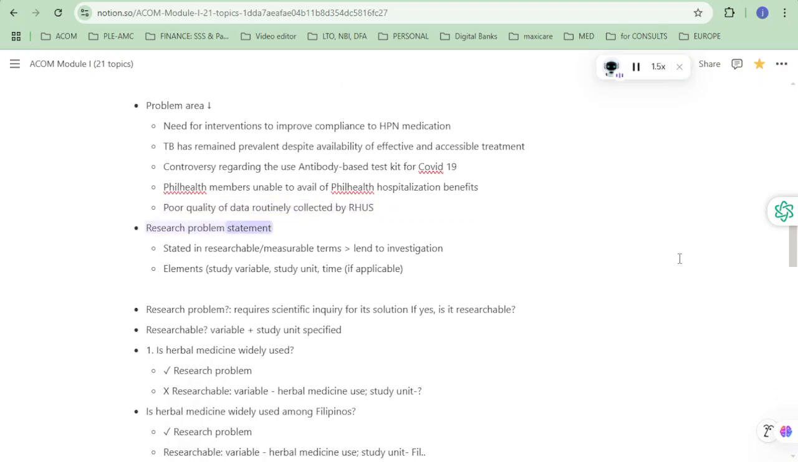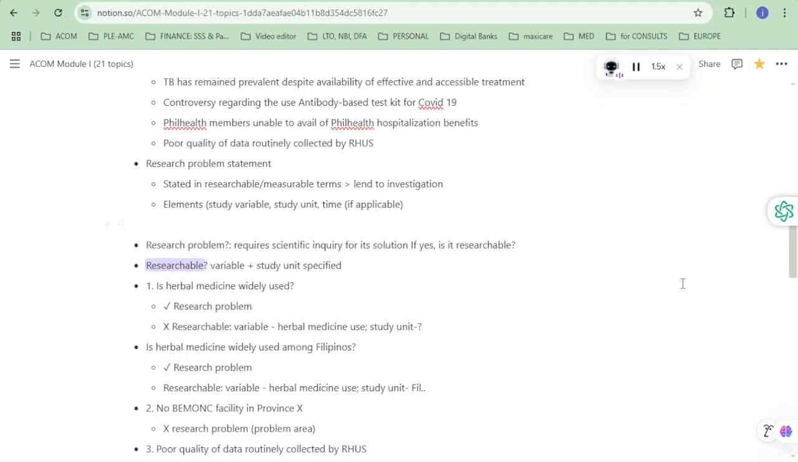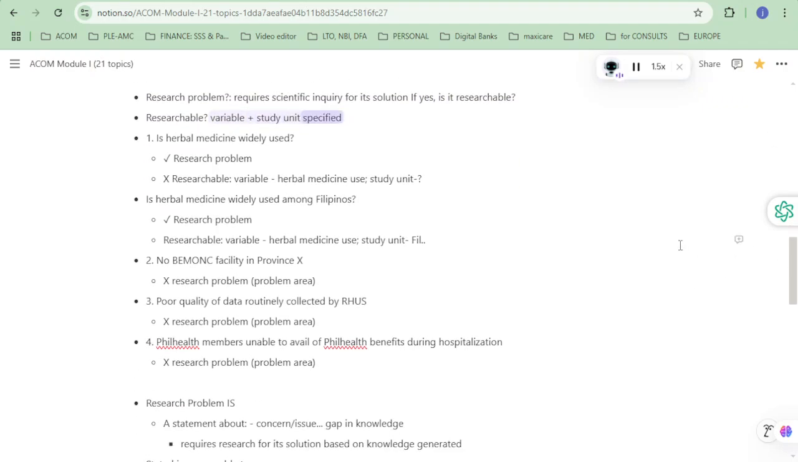Research problem statement: stated in researchable/measurable terms that lend to investigation. Elements: study variable, study unit, time, if applicable. Research problem: does it require scientific inquiry for its solution? If yes, is it researchable? Researchable means variable plus study unit specified.